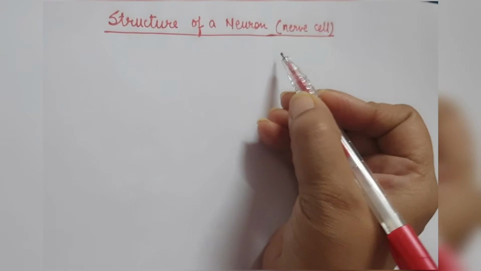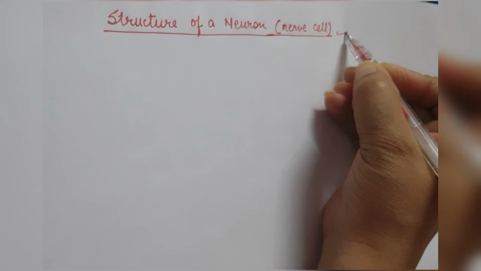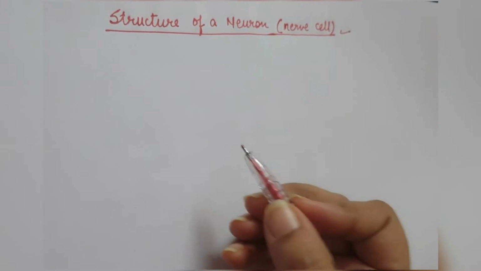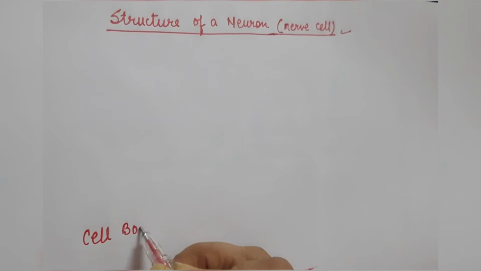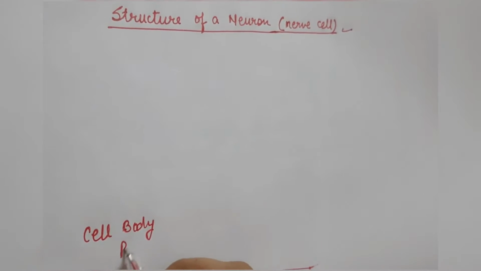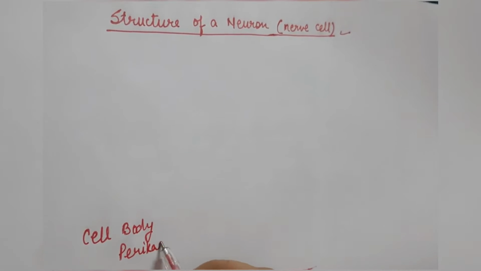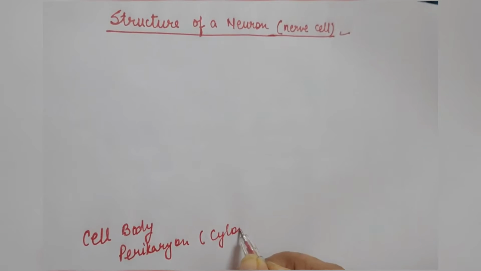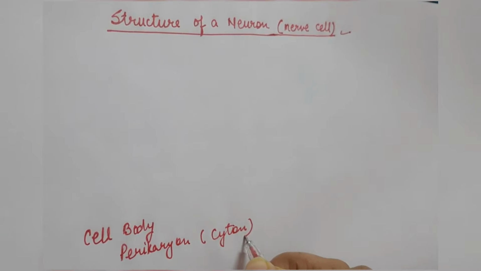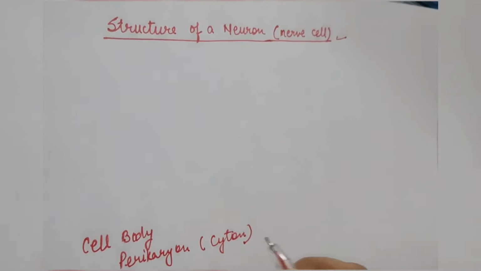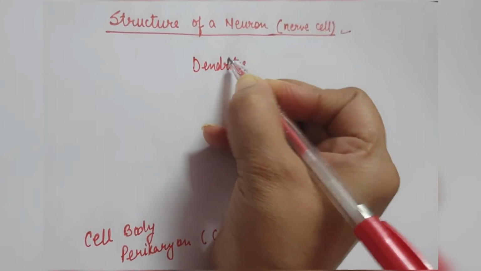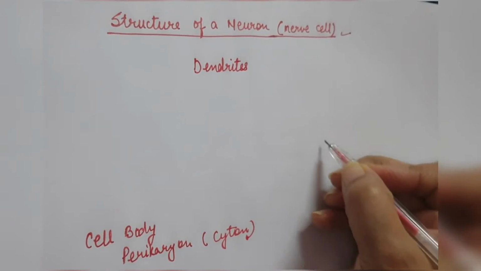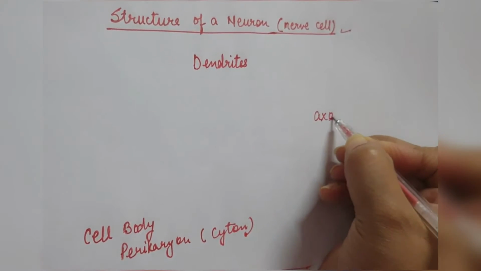The structure of a neuron or the nerve cell. There are three main parts of a neuron. First is the cell body, which we also call the perikaryon or the cyton. The second part is the dendrites, and the third main part is the axon.